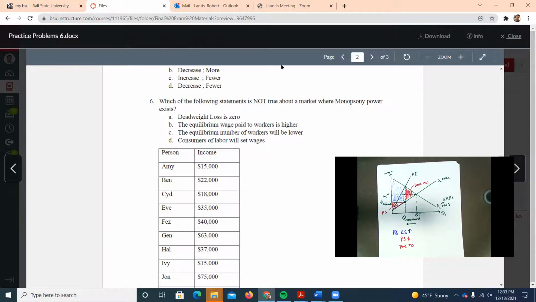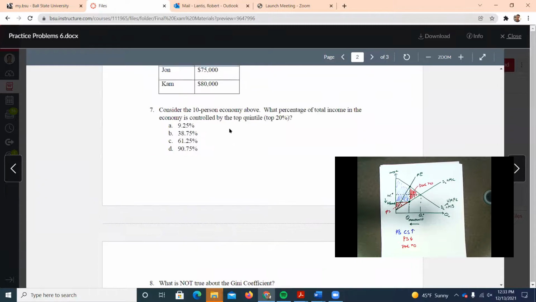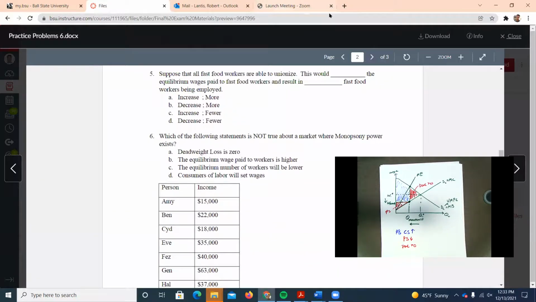All right. I don't believe there's a problem on here. Let me double check. I don't think there is. No. So I'm going to add it in.